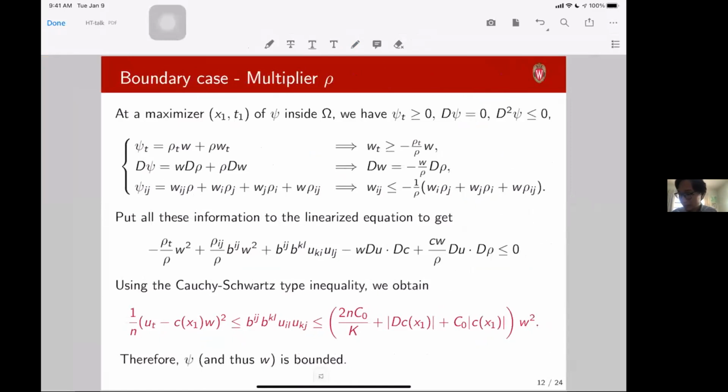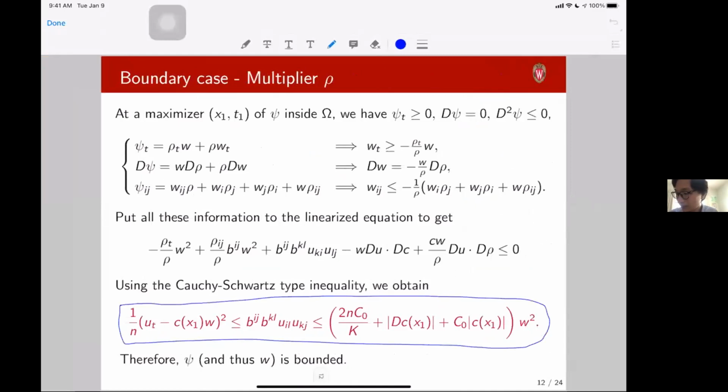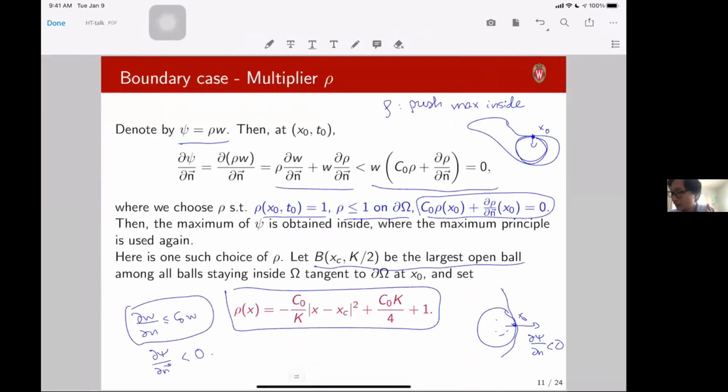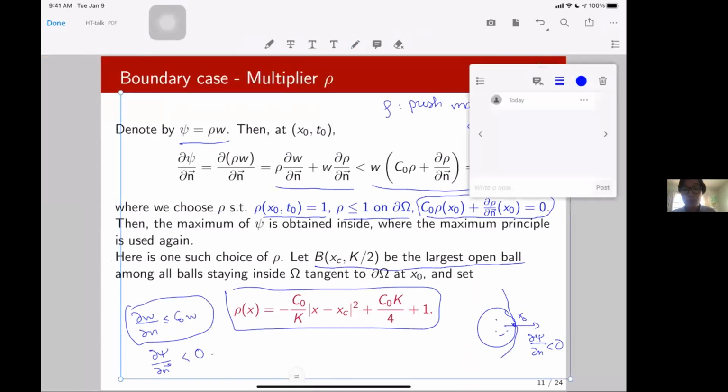With the help of this multiplier, eventually we can come up with these calculations that serve exactly our purpose: the left hand side is exactly 1 over n c x squared, and the right hand side now, because of the occurrence of the multiplier rho, corresponds exactly to C naught, which is the maximum of minus the eigenvalue, and then k here is exactly the radius of the inscribed ball, because you can see that in the previous picture I put the inscribed ball here, so the radius comes into play.